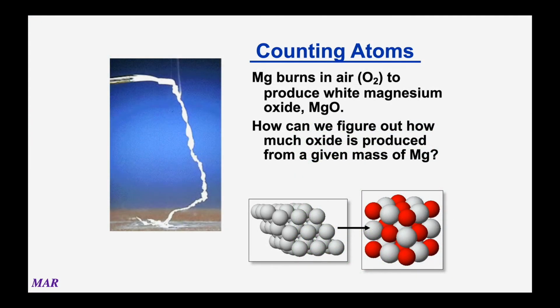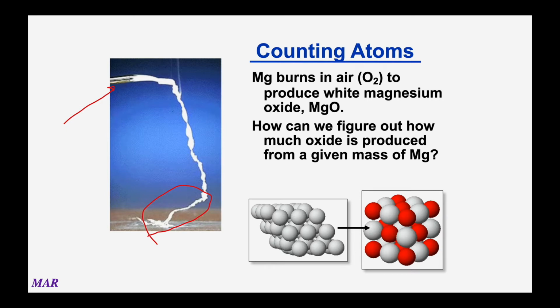We have to have a way to count atoms. All right. People in the old days would take a piece of magnesium, burn it in air, and they would create magnesium oxide. Magnesium oxide is kind of like a white powdery stuff, this stuff here at the bottom. And the magnesium itself is a very fine kind of metal.